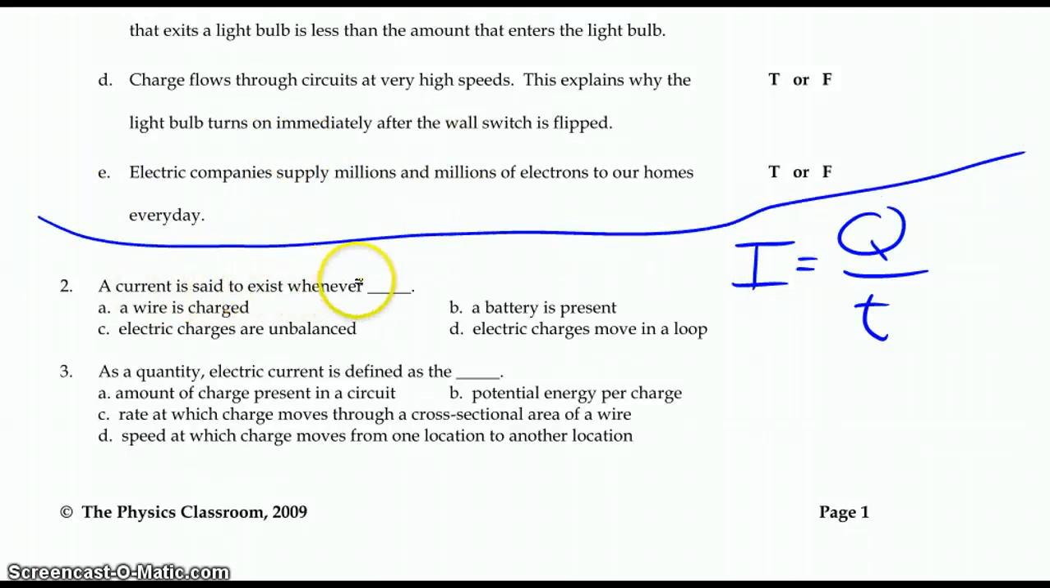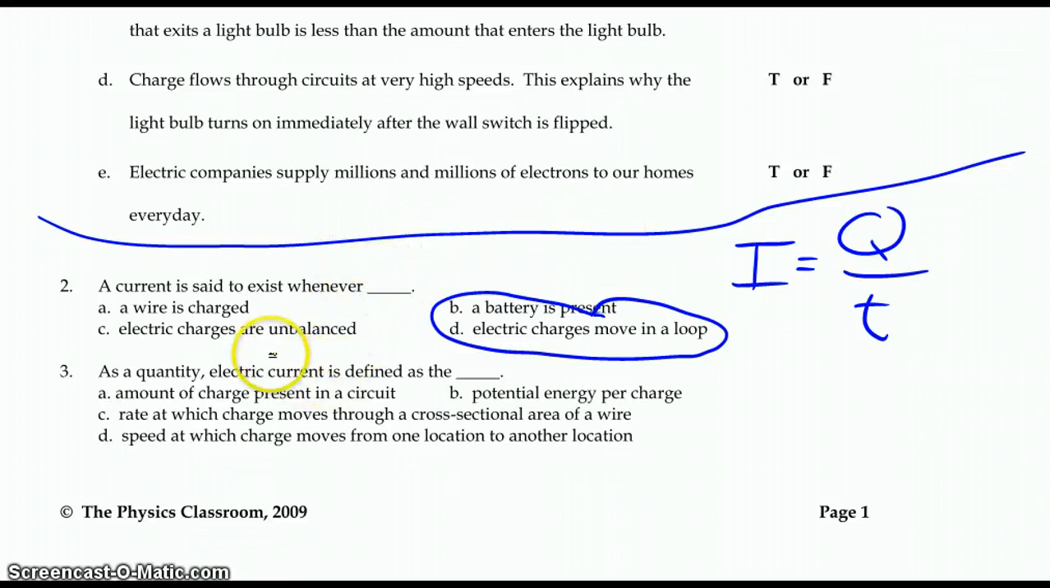Current is said to exist whenever, again, the electric charge has to move, has to flow, and since it has to come back to the battery, it's going to have to flow in a loop. That's why we call it a circuit. The word circuit really just means to go around. So we're going around one time.